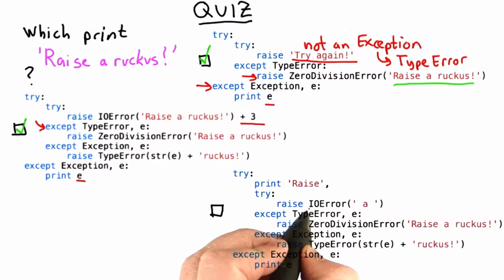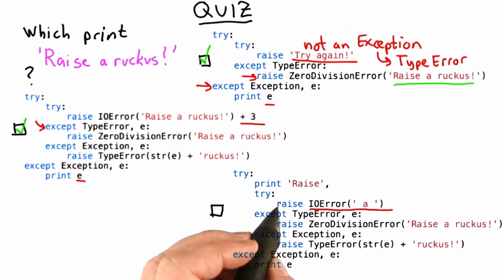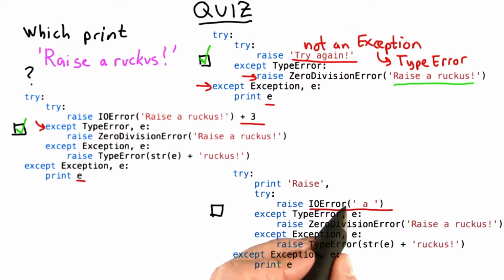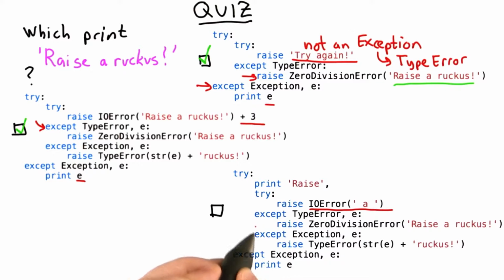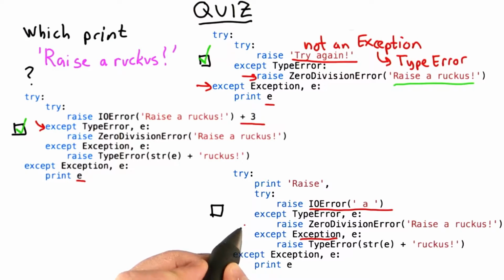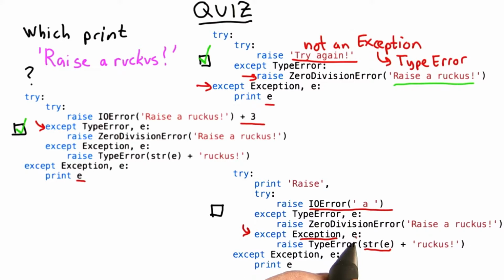Now we're going to call raise with IOError, passing in "A". So that's a valid raise. It's going to raise the IOError exception. That's not a TypeError, so it won't be handled by this exception handler, but it is an exception, so it will be handled by this one, which raises a TypeError, which is the value of the string associated with that exception, which is "A", and ruckus. And that gets handled by this handler, which prints out "a ruckus", and we already printed out the "raise" here. So this one also prints out "raise a ruckus".